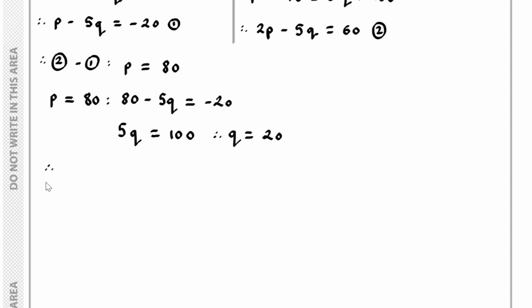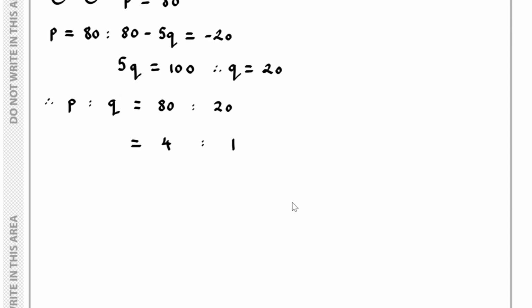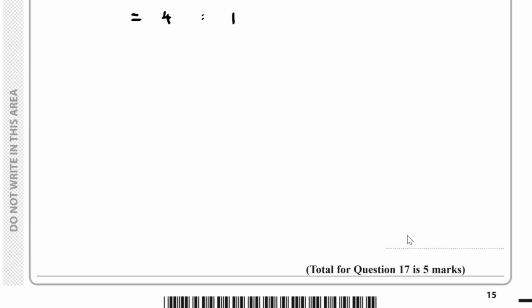And so therefore, to find the ratio p to q, well, the ratio p to q, that's equal to 80 to 20, which is 4 to 1. So I have 4 to 1.